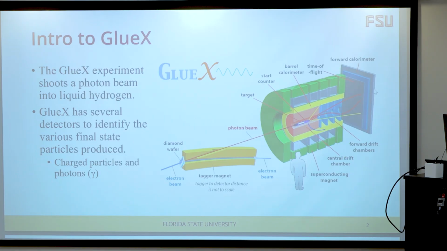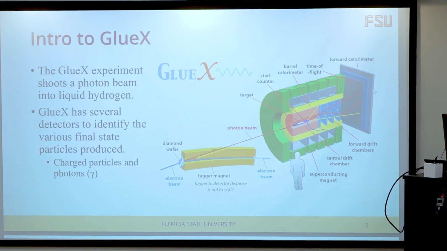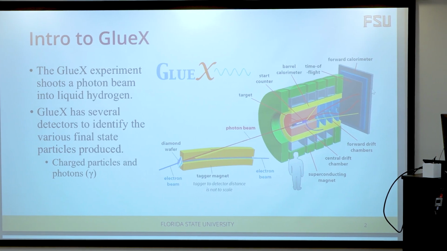Specifically, there are 2 types of detectors. There are drift chambers for detecting charged particles, and there are calorimeters for detecting photons. Detecting photons is very important because certain particles are very unstable and they will decay long before we can reach them or measure them in the detector. So our only way of knowing that they're there is by measuring their decays.